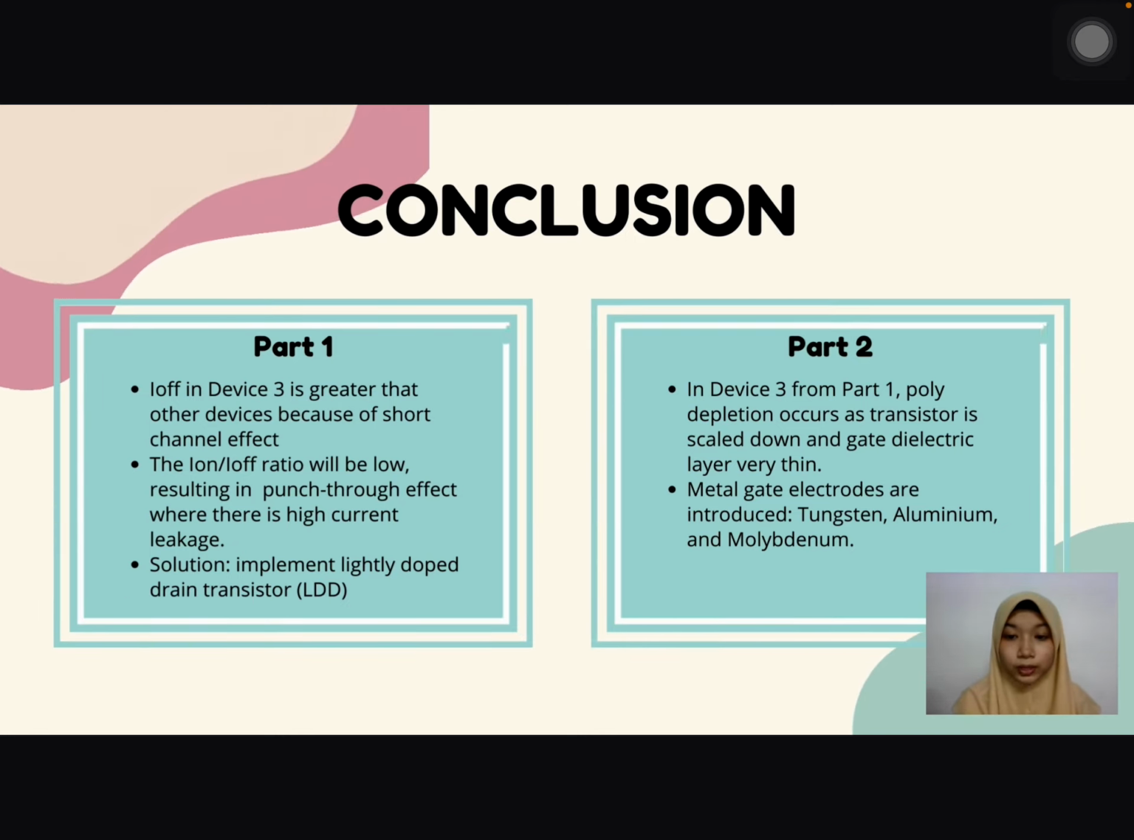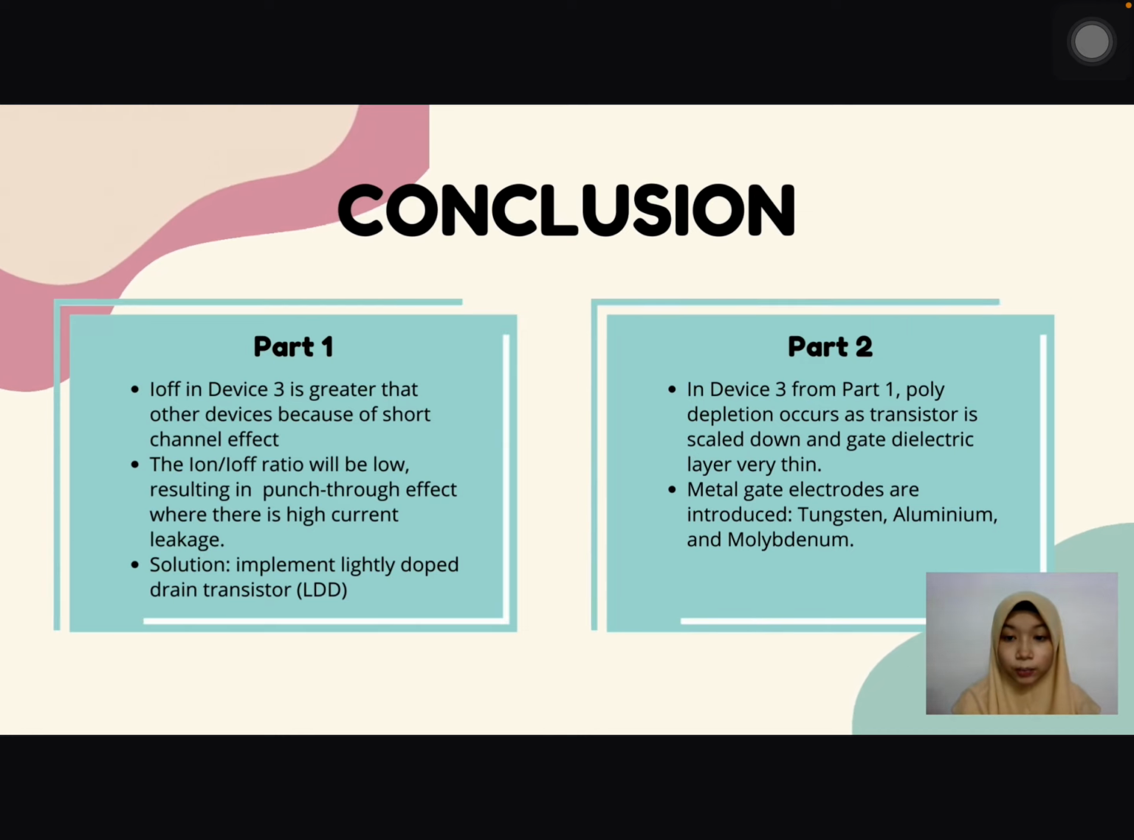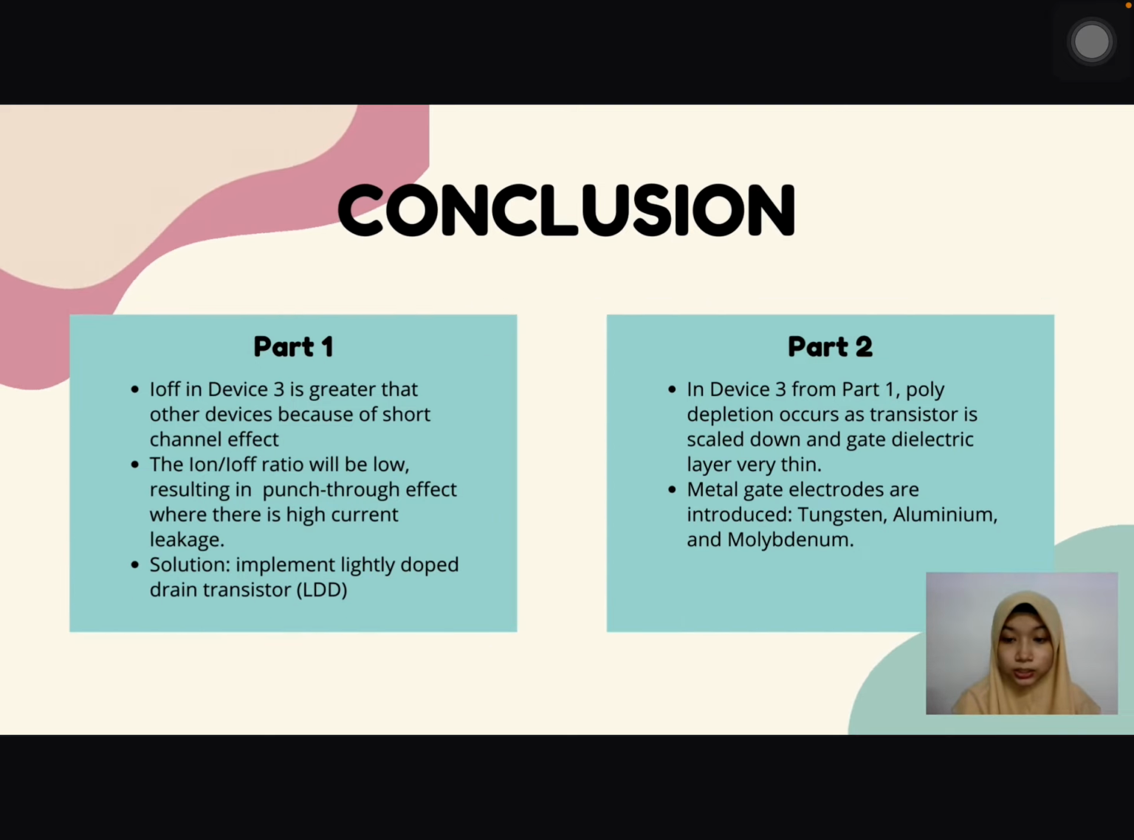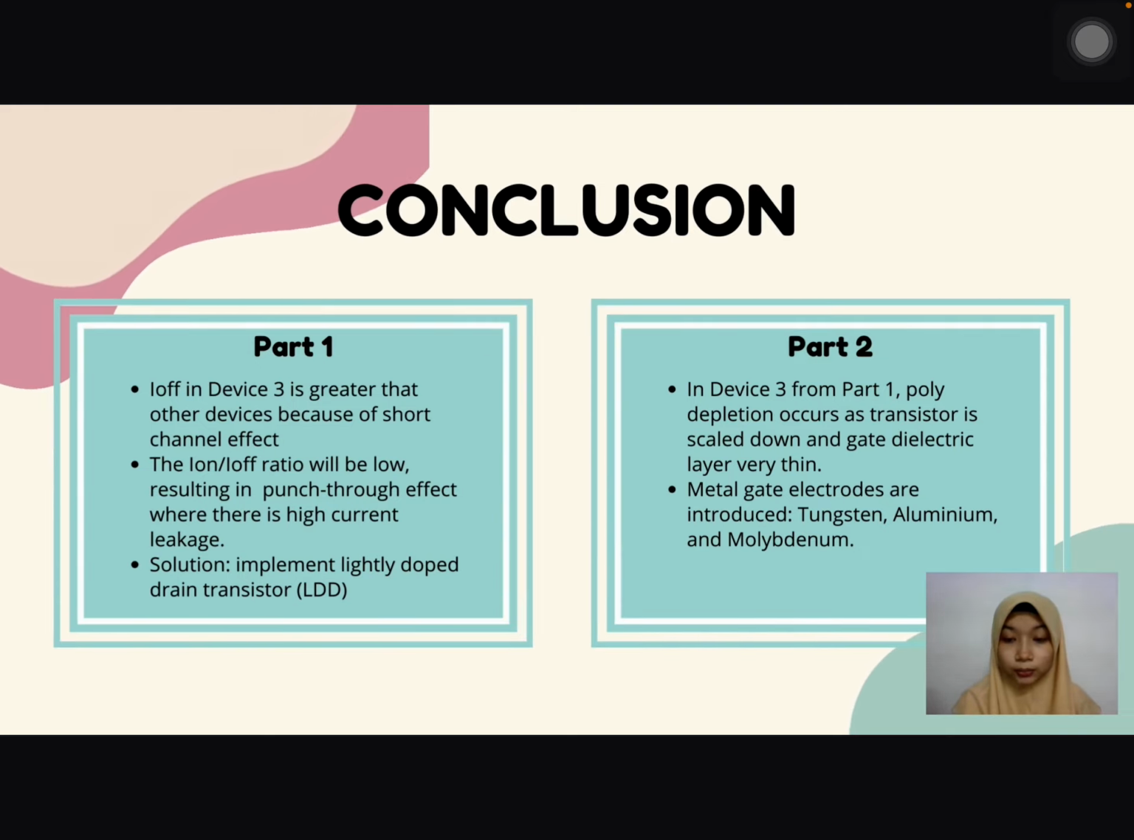For part 2, based on device 3 for part 1, poly depletion occurs as the transistor is scaled down and the gate dielectric layer becomes very thin. In order to solve this problem, metal gate electrodes can be introduced, such as tungsten, aluminum, and molybdenum.